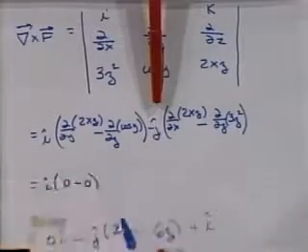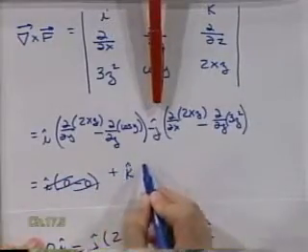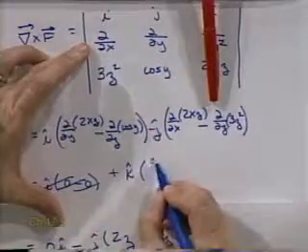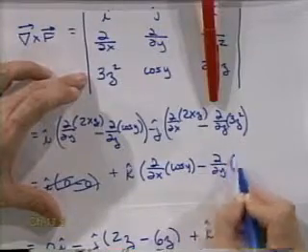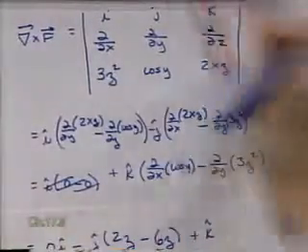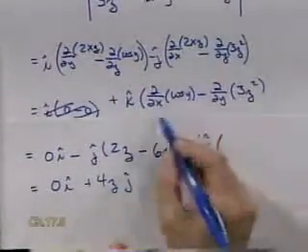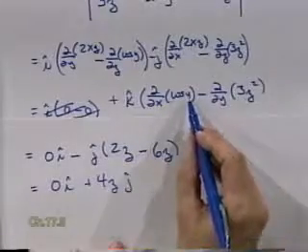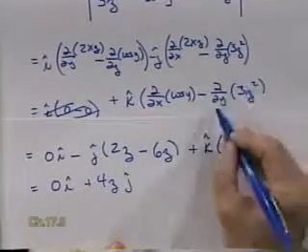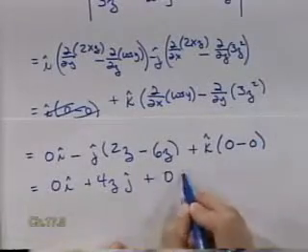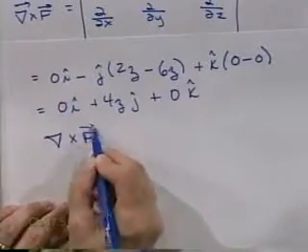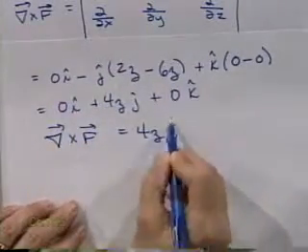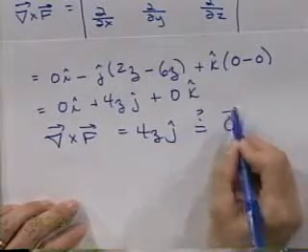Now we have to go plus k times, eliminate the row and column k is in, partial with respect to x of cosine y minus partial with respect to y of 3z squared. Well, what's the partial with respect to x of cosine y? What's this? 0, because y is considered a constant. And partial of 3z squared with respect to y is 0. So I have del cross F is equal to 4zj. Does that equal the 0 vector?